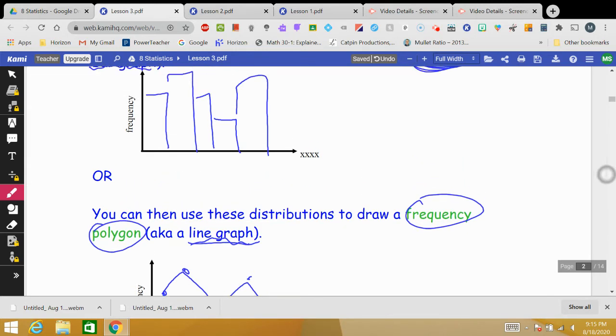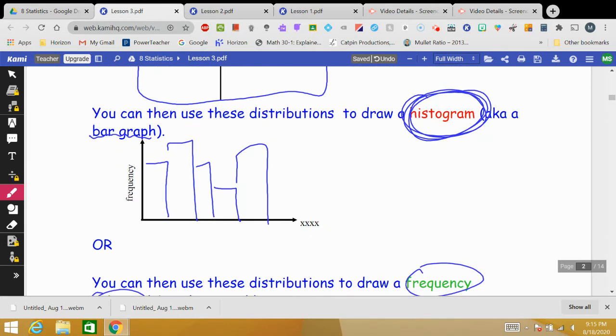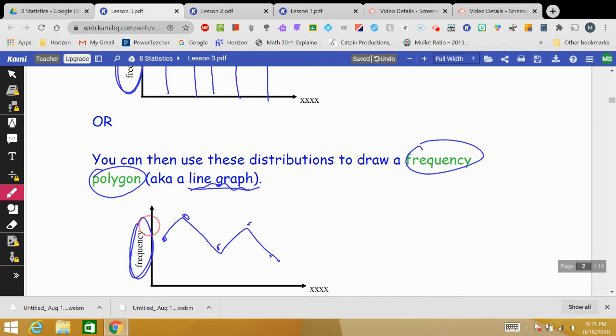Now, notice the frequency is in the second column, which is your y. So the frequency will always go on your y-axis. Okay, and then whatever your data is, that scale will be used on your x-axis.